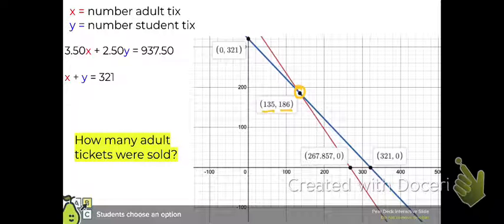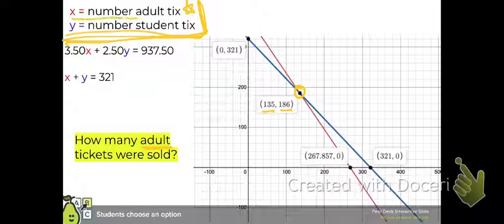Well, this is saying how many adult tickets were sold. It's very important you write down what the X is and what the Y is, because when you get to this point and you're trying to find which number, is it the X coordinate or the Y coordinate, you can see, well, the X coordinate is my adult tickets. So I am going to give the X coordinate 135.